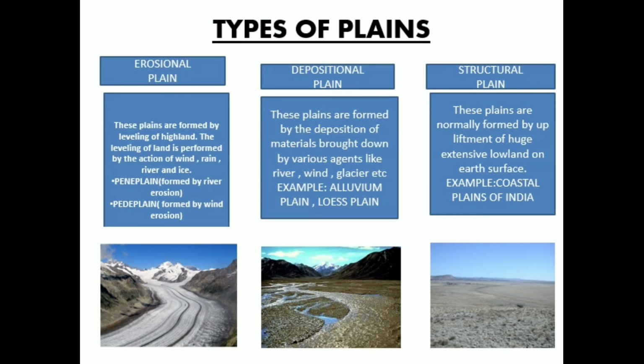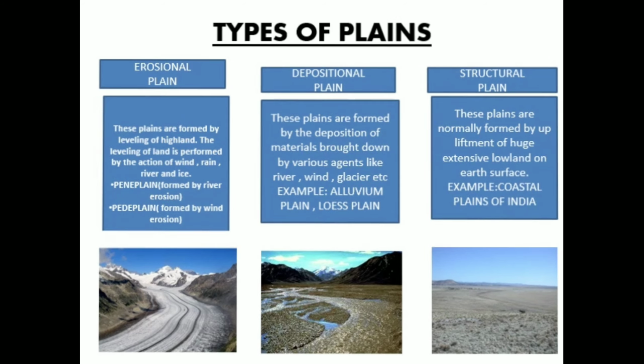Depositional plain. These plains are formed by the deposition of materials brought down by various agents like river, wind, glacier, etc. Alluvium plain is one of them. Structural plain. These plains are normally formed by upliftment of huge extensive lowland on Earth's surface. Example, coastal plains of India.